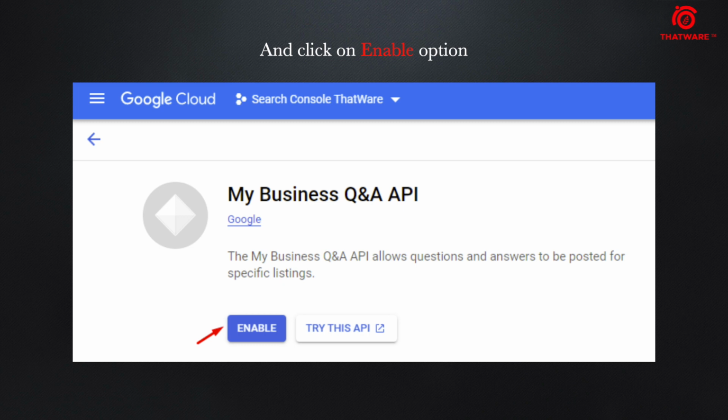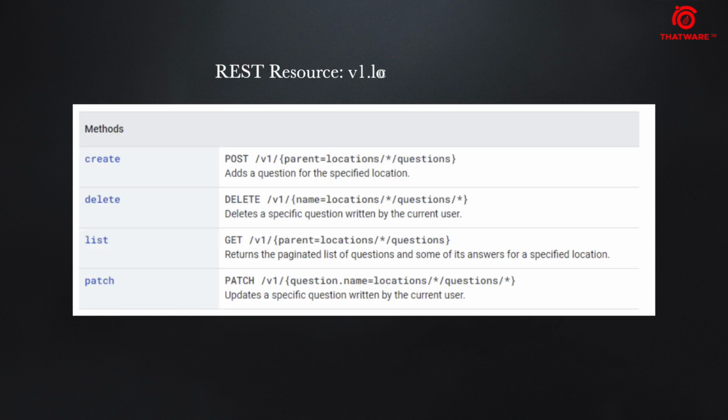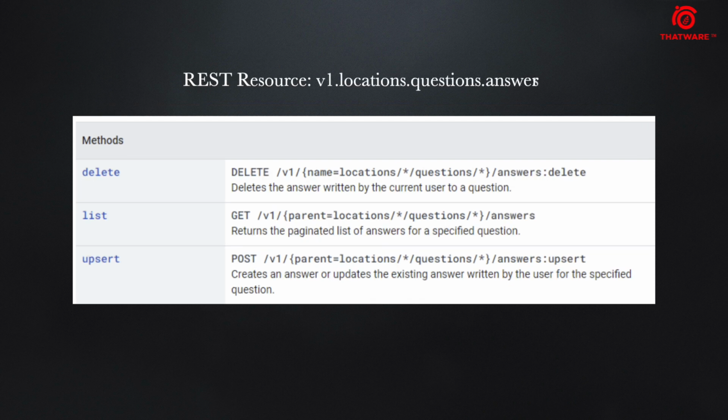So here are a few things which can be used to control. There are a few methods like create, delete, list, patch. As you can see from the screen, create adds a question for a specified location. Delete obviously deletes anything written by a current user. List returns the paginated questions and answers for a specified location, and patch updates a specific question written by the current user. And the list goes on.